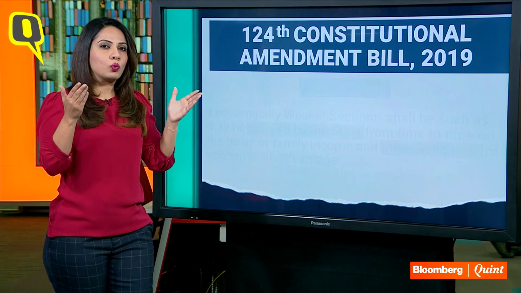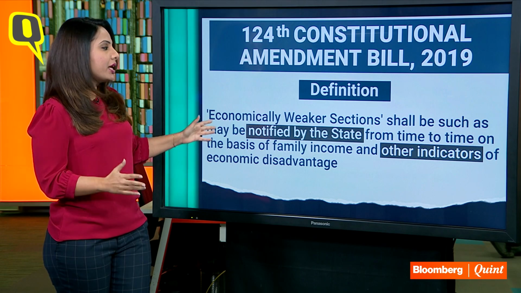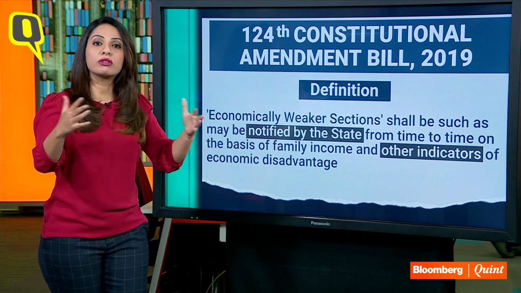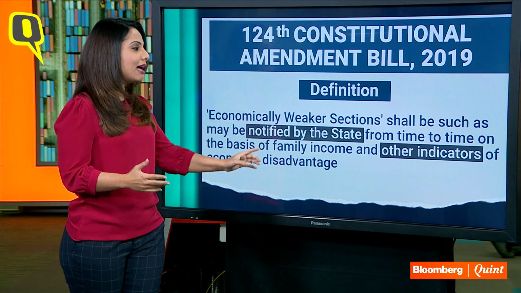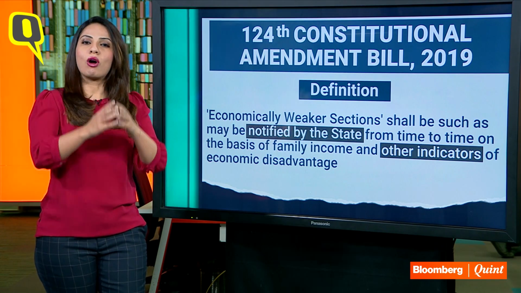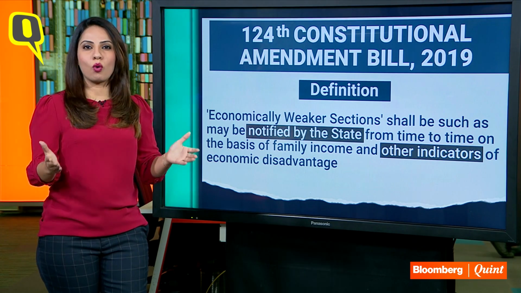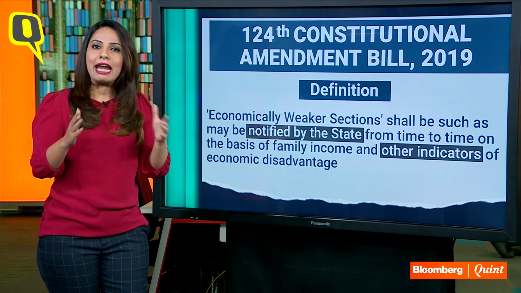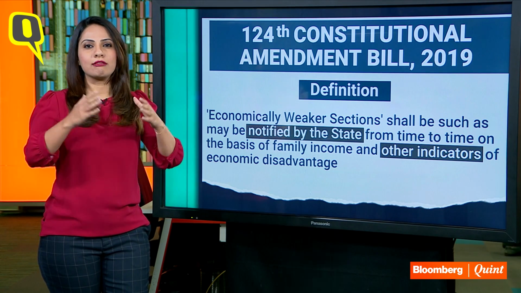How do you decide which is an economic weaker section? What is the criteria? Well, here the bill says economically weaker sections shall be such as may be notified by the state from time to time on the basis of family income and other indicators of economic disadvantage. It's a broad enough definition, so states and centers can decide on their own what the criteria is. It's also vague enough to suit any purpose. It could be family income or any other indicator of economic disadvantage.